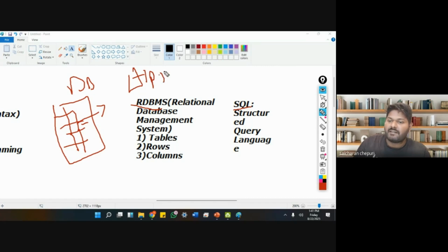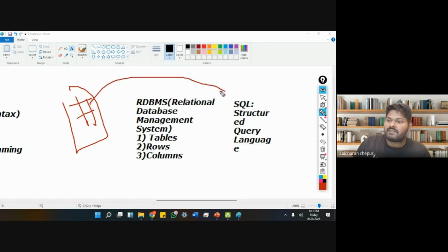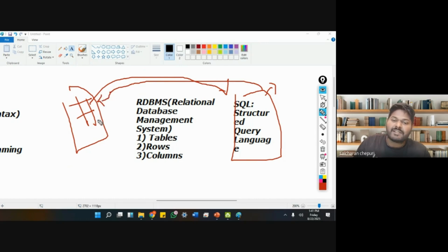Like Java and C, to communicate with computers, right? To communicate with databases, what do we need? We need a SQL language. So SQL is a programming language. It's nothing but a programming language which is used to communicate with databases that are stored on computers, right?